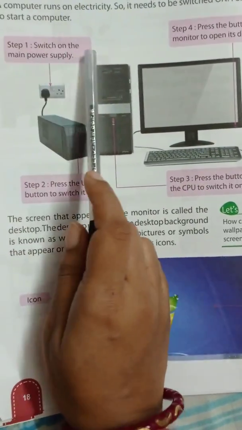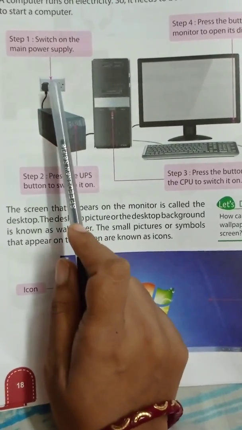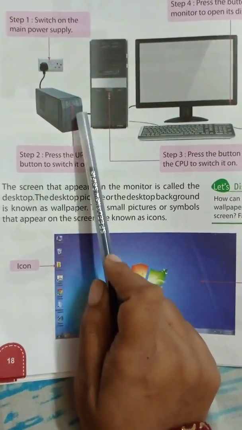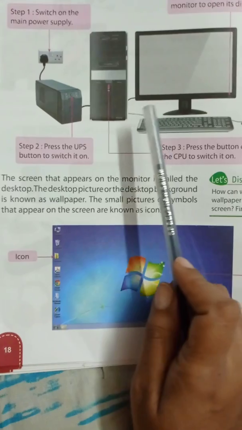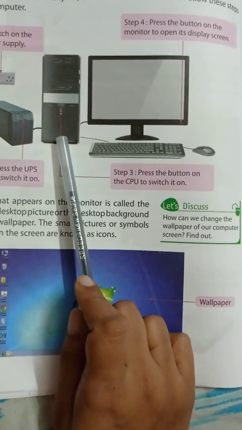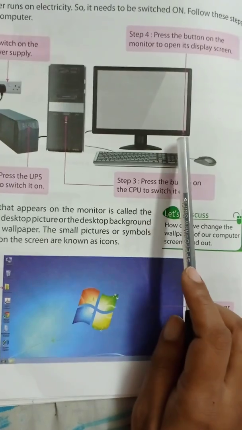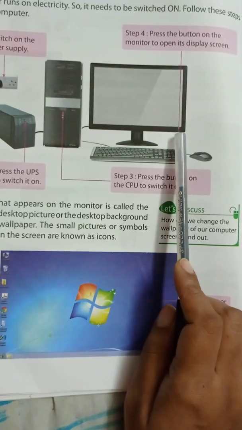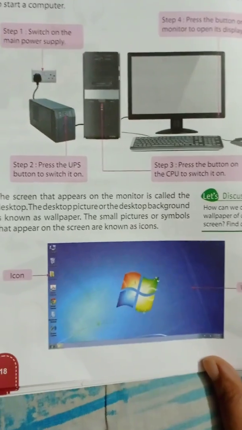Step 1 is to switch on the main power supply. You can see that the plug is attached to the power supply, so first we will put on this switch. Then there is a button on the UPS and we will put on that button. After the UPS is on, we will switch on the CPU. This is the third step, that we switch on the CPU button, and finally there is a button on the monitor which will turn on our monitor and it will display the screen. So these are 4 steps to start a computer.